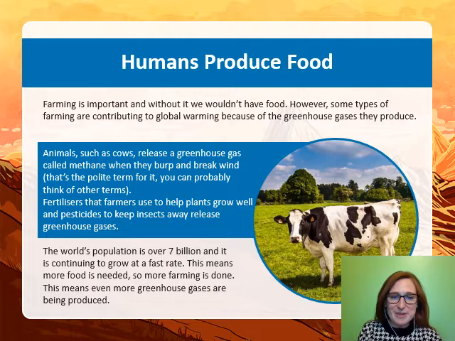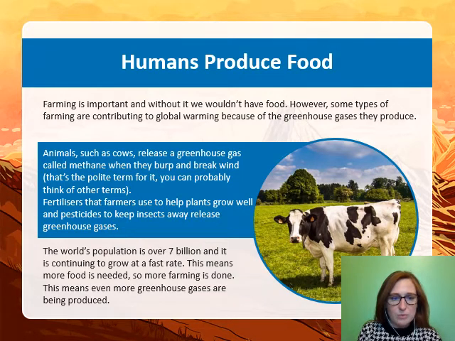That's the polite term for it. You can probably think of other terms. I'm not mentioning them. Fertilizers that farmers use to help plants grow well and pesticides to keep insects away release greenhouse gases. The world's population is over 7 billion and is continuing to grow at a fast rate.